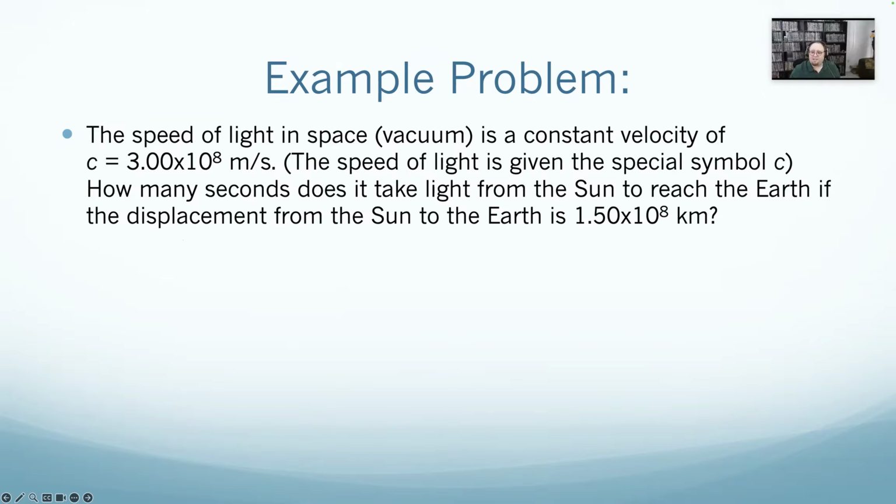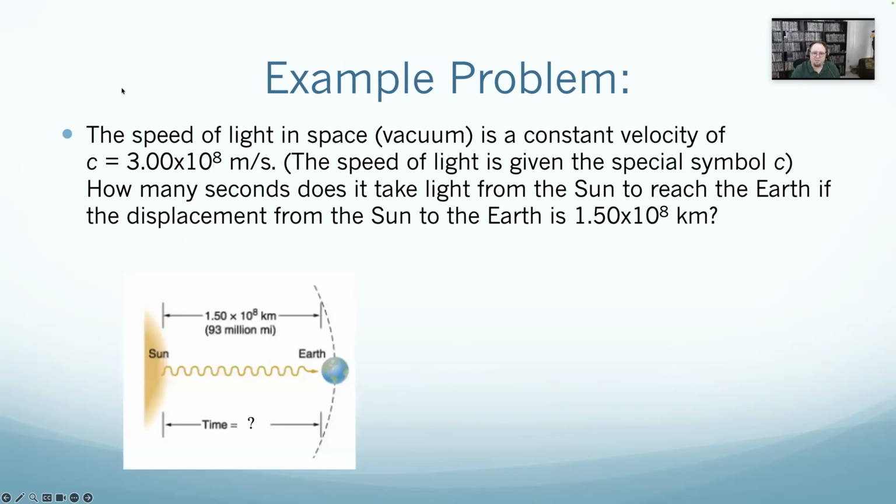How many seconds does it take light from the sun to reach the Earth if the displacement between them is 1.5 times 10 to the 8th kilometers? So I'm going to do that process. Step one, picture. So there's my picture. Sun to the Earth is 1.5 times 10 to the 8th kilometers. And I'll write down what I know.